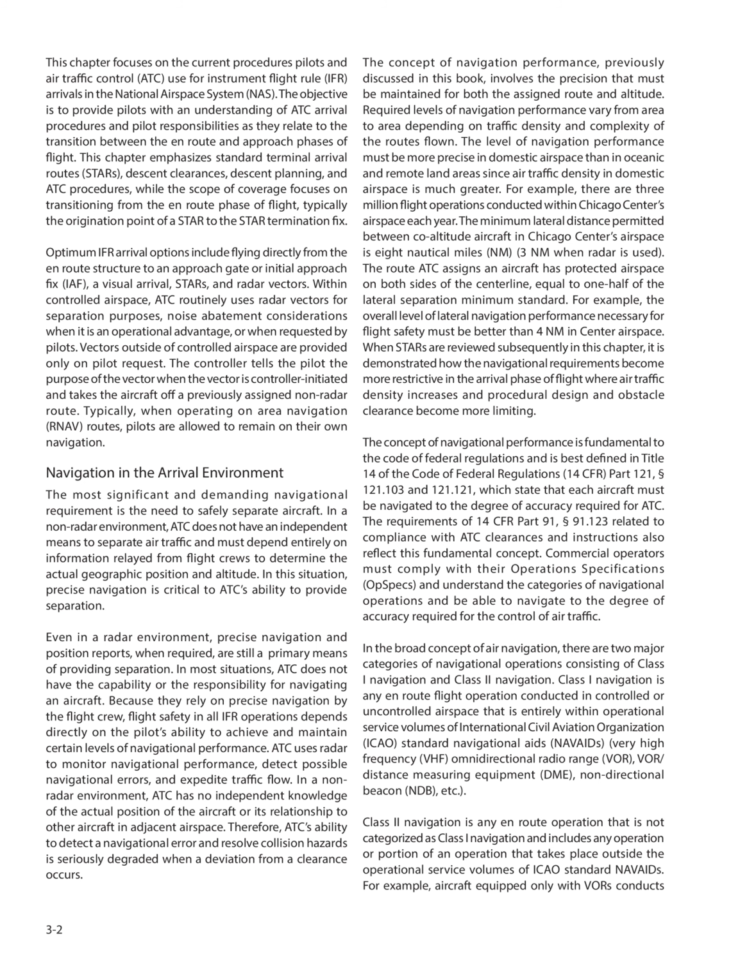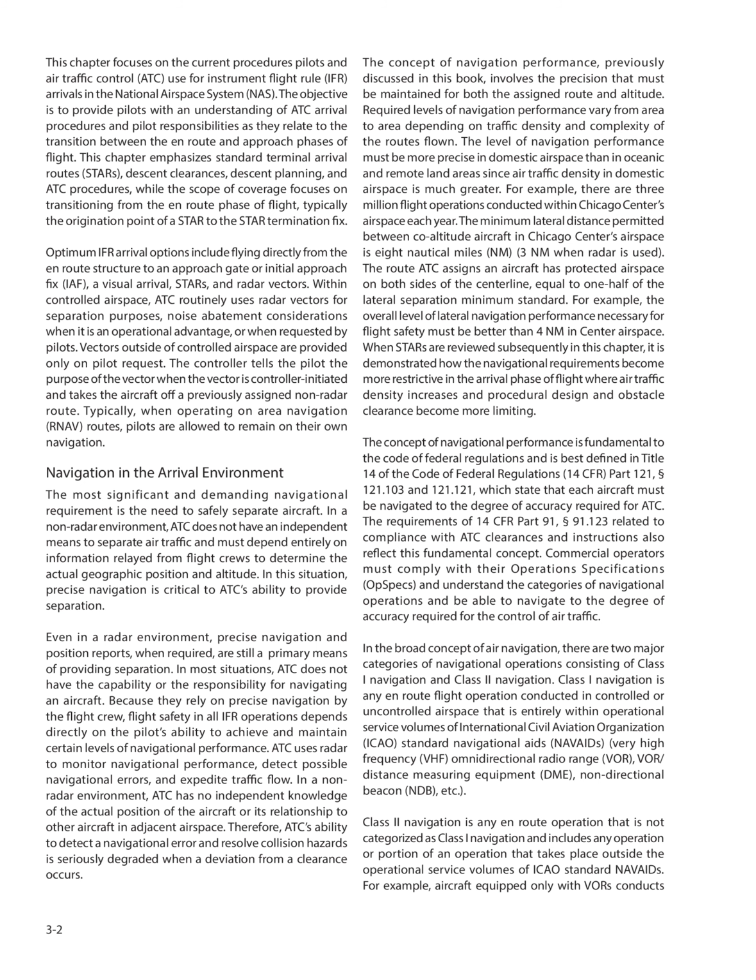Navigation in the arrival environment. The most significant and demanding navigational requirement is the need to safely separate aircraft. In a non-radar environment, ATC does not have an independent means to separate air traffic and must depend entirely on information relayed from flight crews to determine the actual geographic position and altitude. In this situation, precise navigation is critical to ATC's ability to provide separation. Even in a radar environment, precise navigation and position reports, when required, are still a primary means of providing separation.